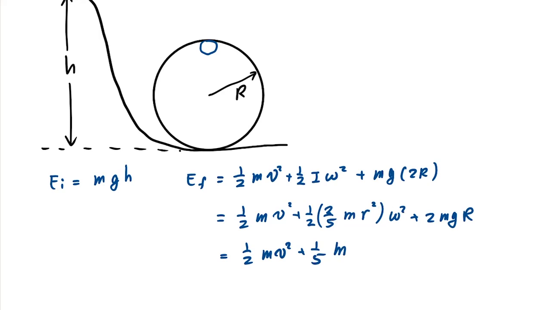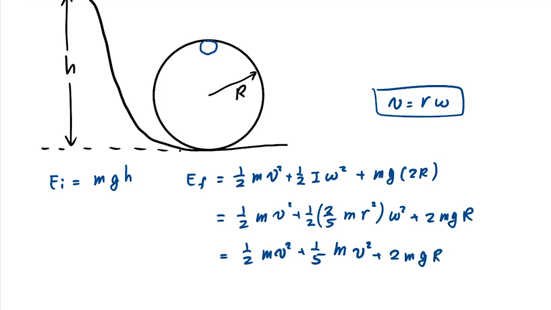What is r omega? At the very beginning, I really don't want to scroll back up. That is v, right? v is equal to r omega, right? So this is v squared plus 2mgr. Do you see these two are like terms now? Fraction addition, tell me what it is. 7/10 is correct.